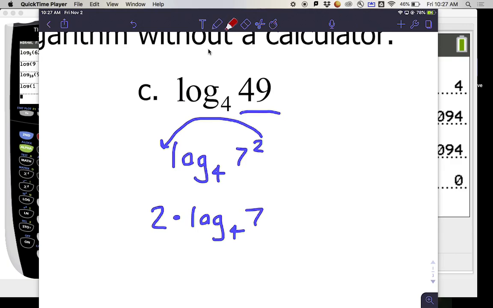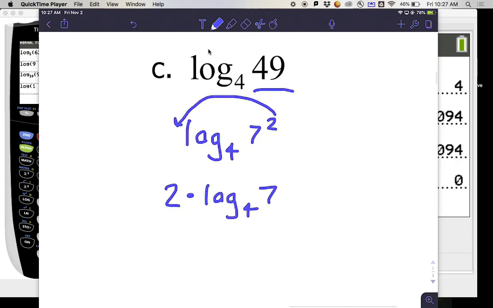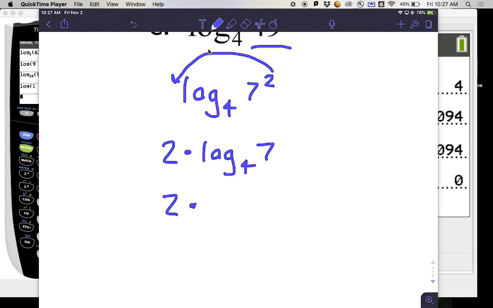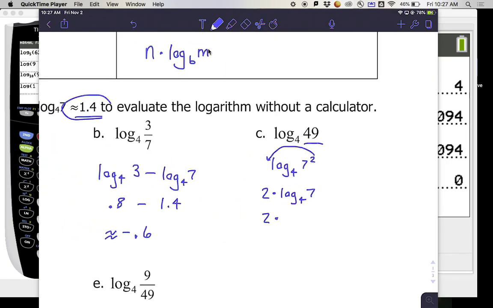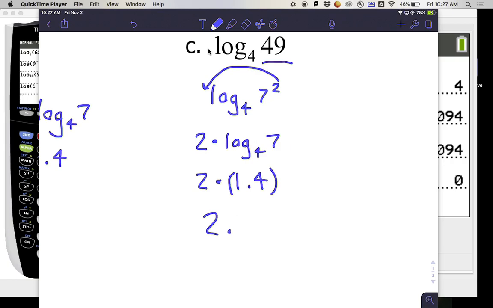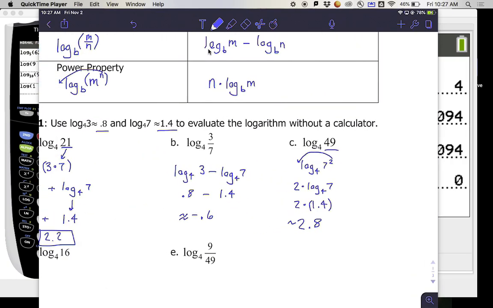So once again, we're changing 49. That's the same exact thing as 7 squared. So numerically, that didn't change anything. And then we're bringing the 2 out in front of the log. So then we will write this as 2 times the log base 4 of 7, which is this decimal here. So we'll say 2 times the decimal 1.4. All right, and then if you do that, I think you get 2.8. And then that'll be your decimal.